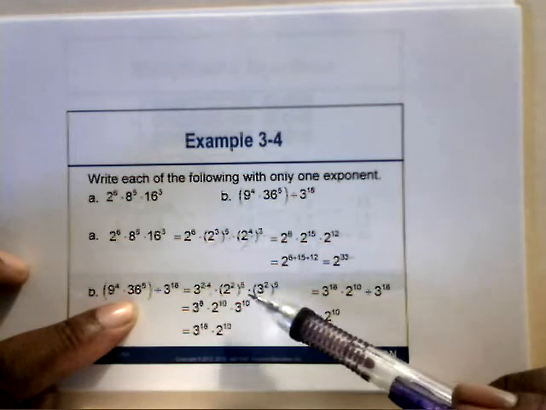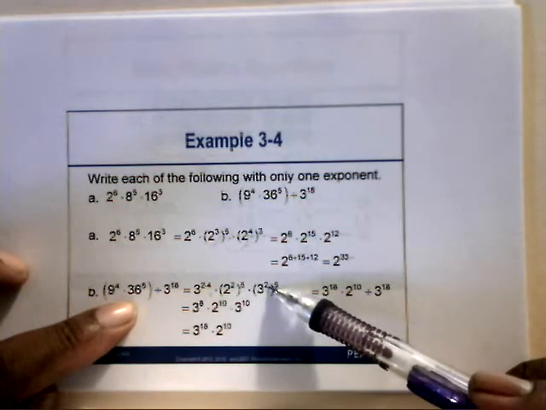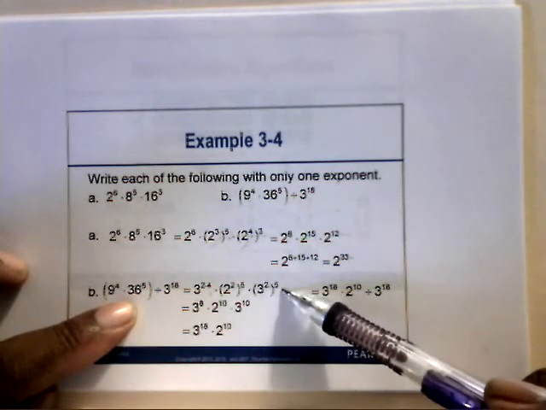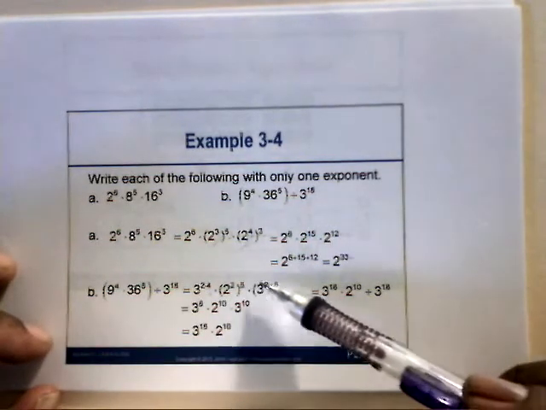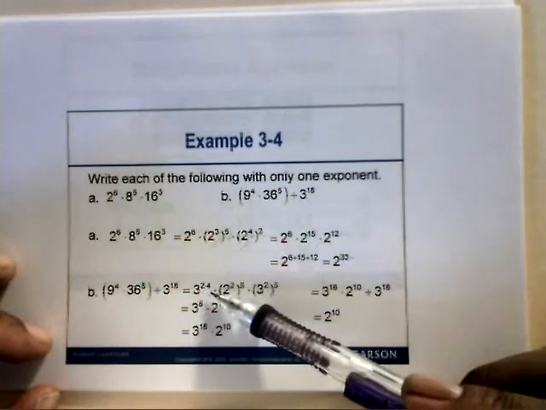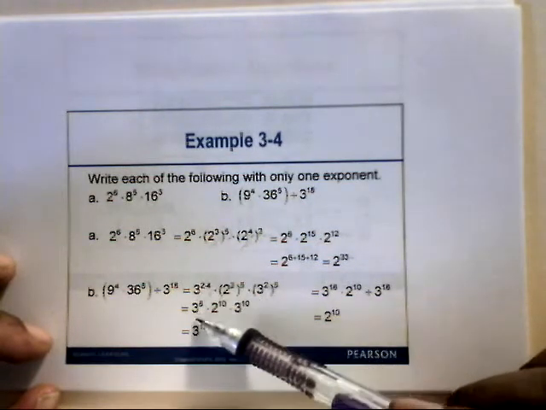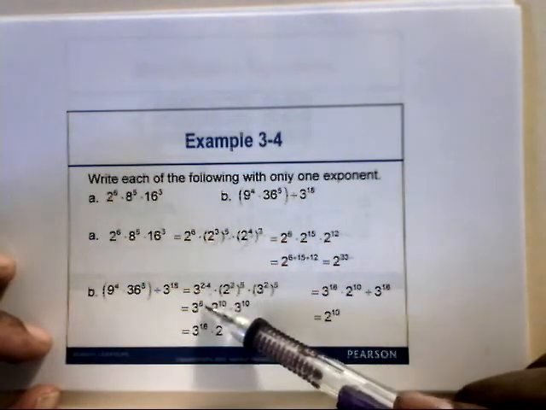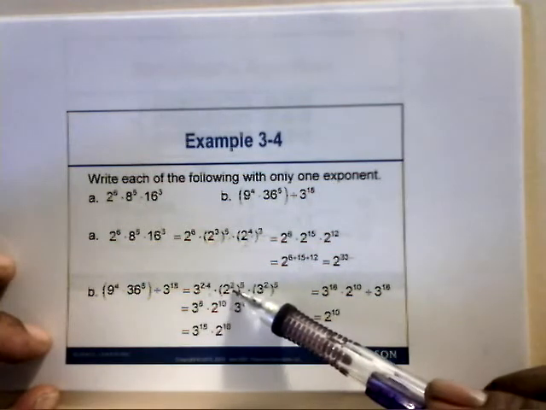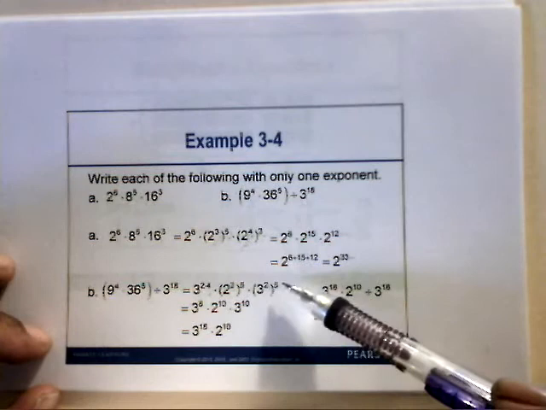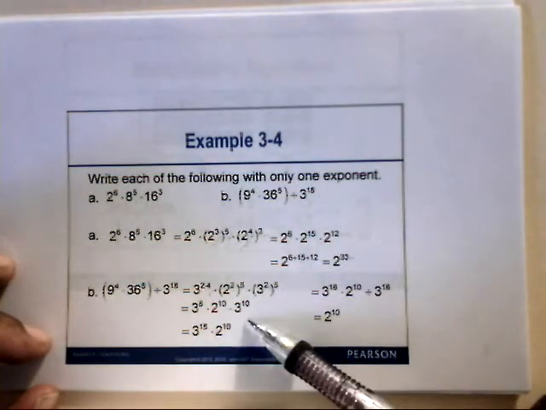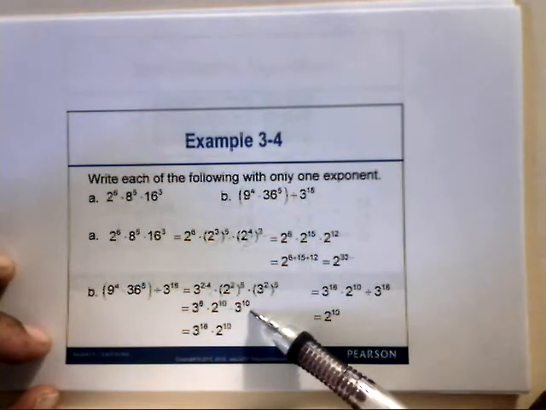And then the 9 is 3 to the 2nd. That is raised to the 5th power. Raising a power to a power here, and also multiplying your exponents. 3 to the 2 times 4 will be 3 to the 8. 2 to the 2nd times 5 will be 2 to the 10th. 3 to the 2nd times 5 will be 3 to the 10th.